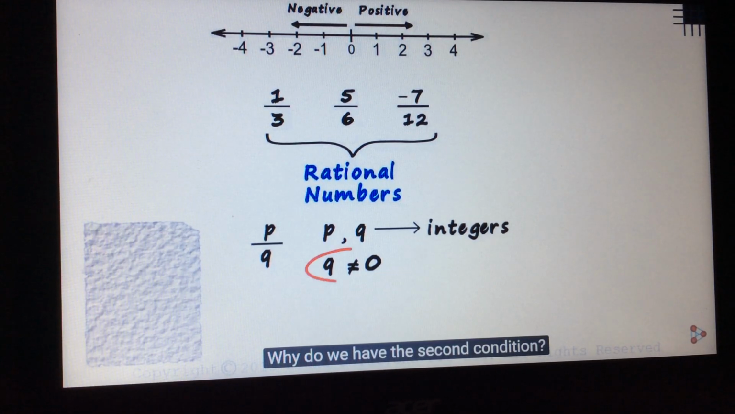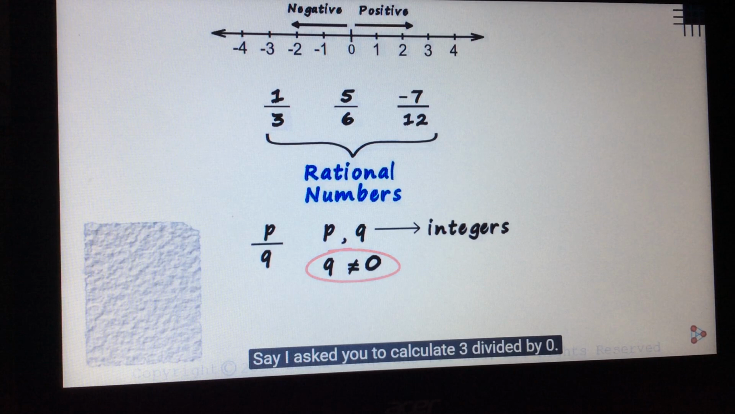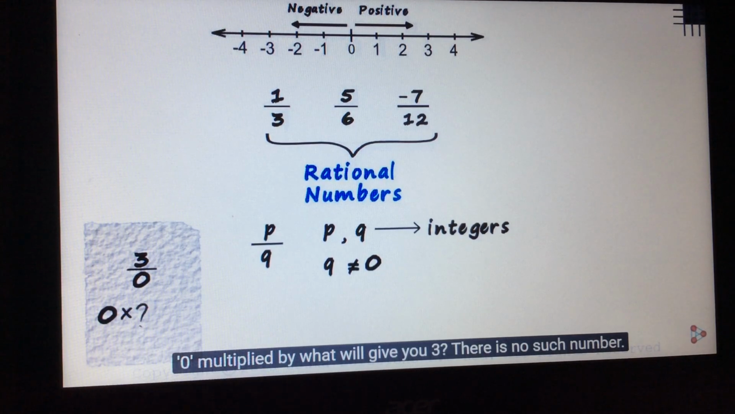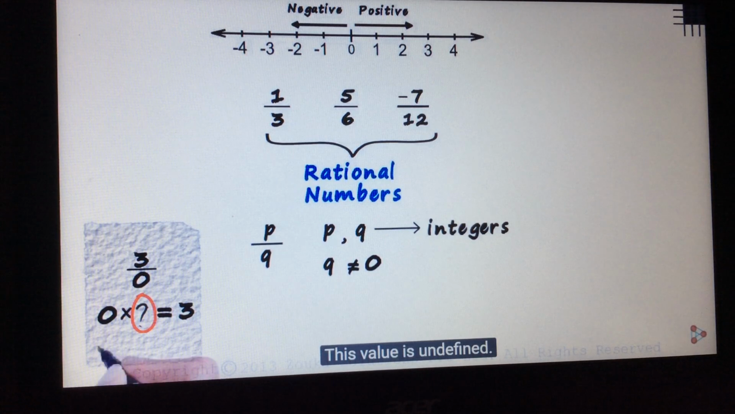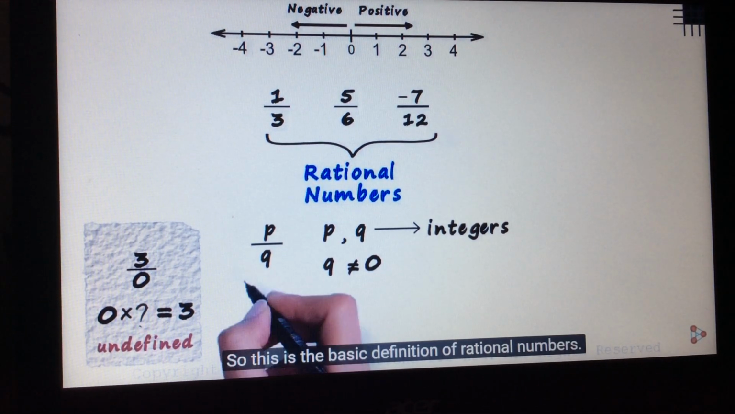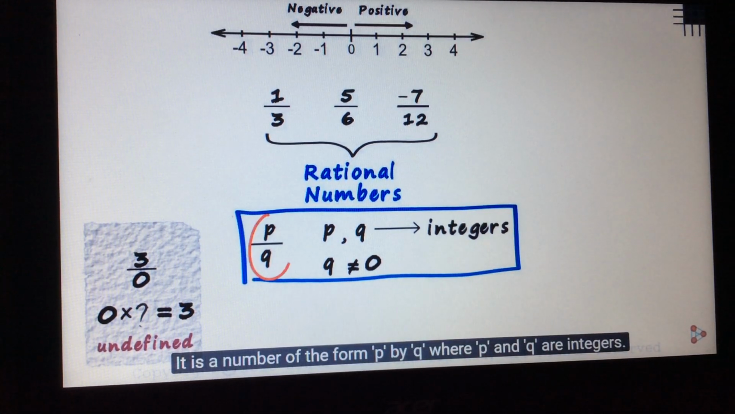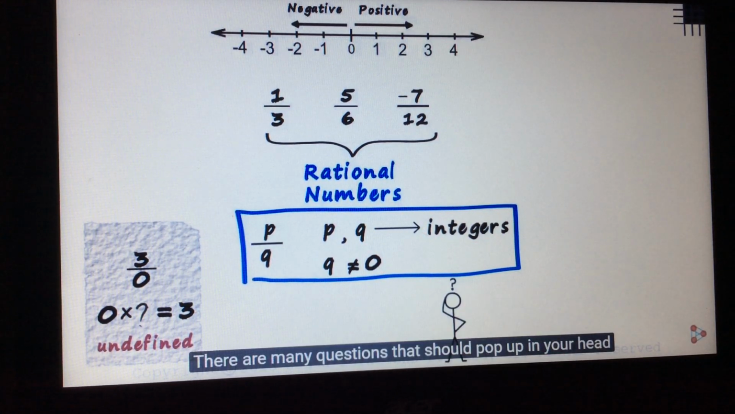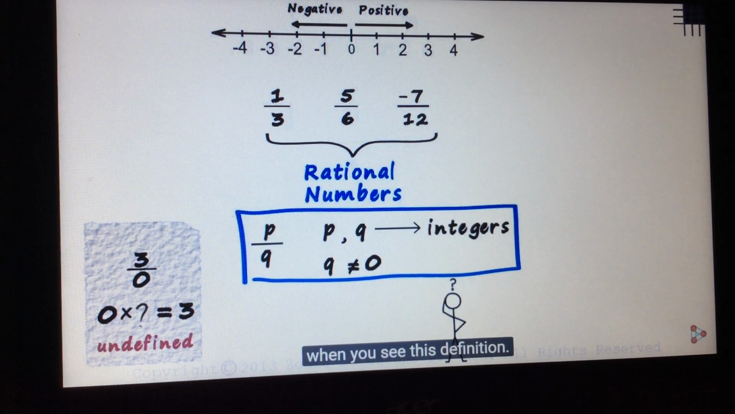Why do we have the second condition? Say I ask you to calculate 3 divided by 0. What would be the quotient? 0 multiplied by what will give you 3? There is no such number. This value is undefined. So this is the basic definition of rational numbers. It is a number of the form p by q, where p and q are integers, and q is not equal to 0. There are many questions that should pop up in your head when you see this definition.